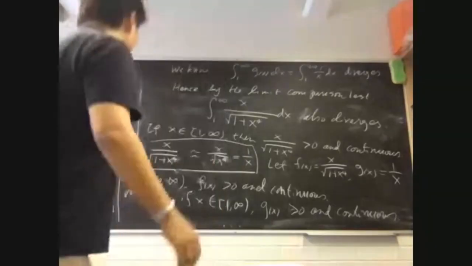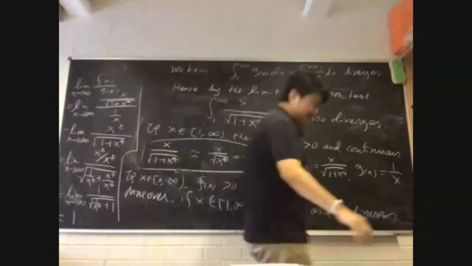Yes, there were a few comments on the chat. Do you want to address them? Yeah, so what does diverge and converge mean? And I like the explanation that converge is a finite area and diverge is an infinite area. All right, so what does it mean to converge, or what does it mean to diverge?